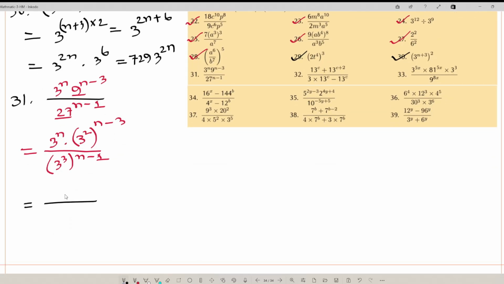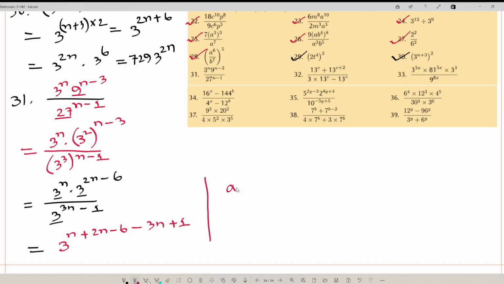So here is 3 to the power n, then 3 to the power 2n minus 6, and here is 3 to the power 3n minus 1. Now look, these three bases are the same. So in this case we can write 3 to the power n plus 2n minus 6, and then minus 3n plus 1.